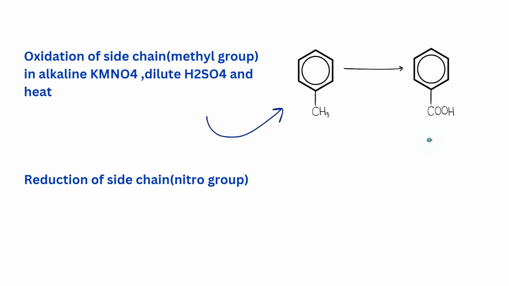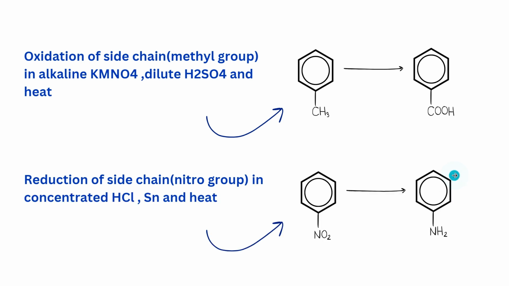Okay, now what happens in oxidation is that this methyl benzene undergoes oxidation, and we form this COOH group instead of CH3, which is a carboxylic acid. And the conditions we require are alkaline KMnO4, dilute H2SO4, and heat. And as far as reduction is concerned, we have our nitrobenzene, and with concentrated HCl, tin, and heat, it is converted to phenylamine. Okay, that's all for today.